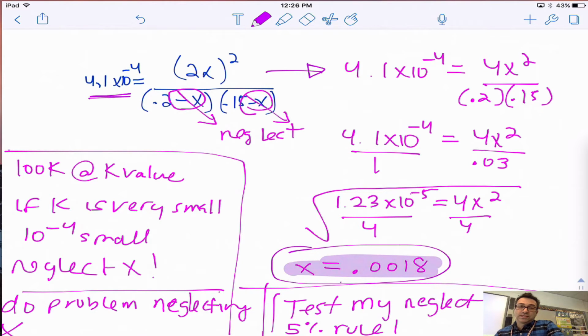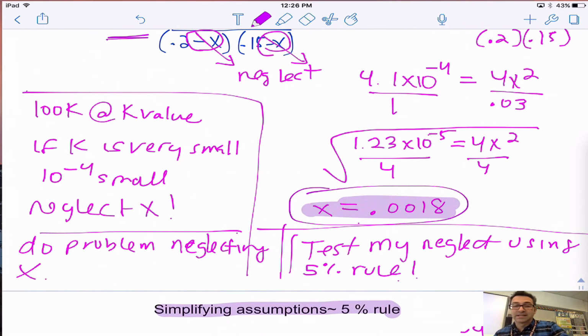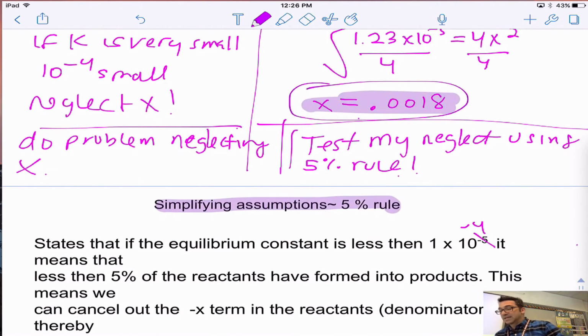My advice to you is, if you see that you're going to have to do a quadratic and your K is a small value, start by neglecting x right in the beginning. So do the problem by neglecting x, and then test using something called the 5% rule. What is the 5% rule? Well, it's stated down here. It says that when the equilibrium constant is really small, and I changed that to 10 to the negative 4 instead of 10 to the negative 5, it means that you're going to have less than 5% of the reactants forming into products. And now we can cancel out that minus x term.